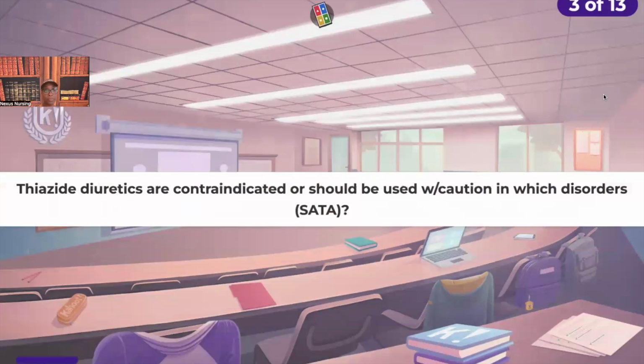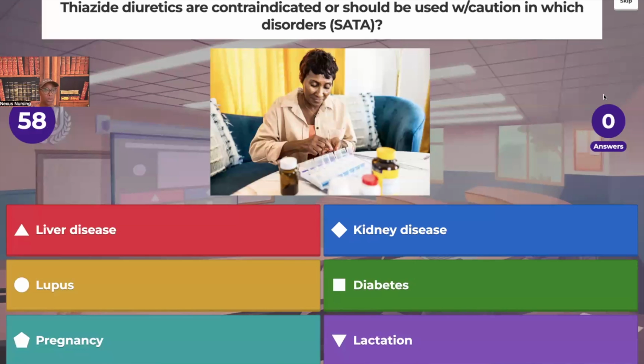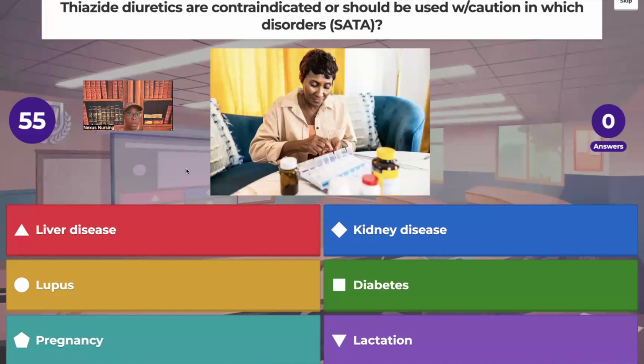Select all that apply. Thiazide diuretics are contraindicated or should be used with caution in patients with which type of disorders? Select all that apply. Here are your options: liver disease, kidney disease, lupus, diabetes, pregnancy, lactation. If your patient is ordered to get a thiazide diuretic, you are going to withhold that med and call the healthcare provider for clarification if they have which disorder. Select all that apply. Again, liver disease, kidney disease, lupus, diabetes, pregnancy, lactation.